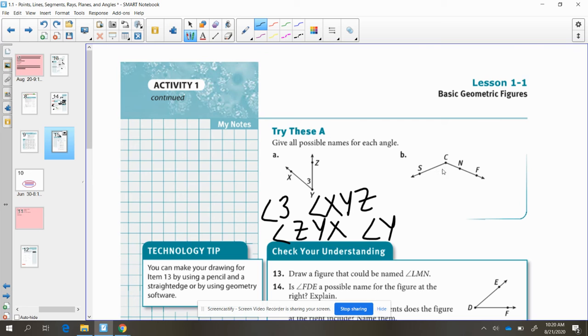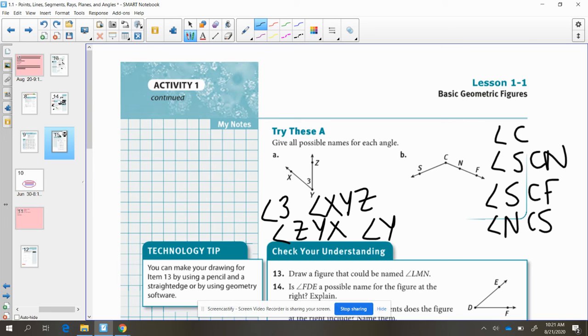Now, letter B, we are going to actually have a total of 5 options. Now, notice here there isn't a number, so we can't use that, but we could just call it angle C. We can call it angle SCN. We could call it SCF to use that other piece over here. We could have used angle NCS to go from here to here, or FCS. Again, the important thing here is that that vertex is the middle letter on all of these, okay?